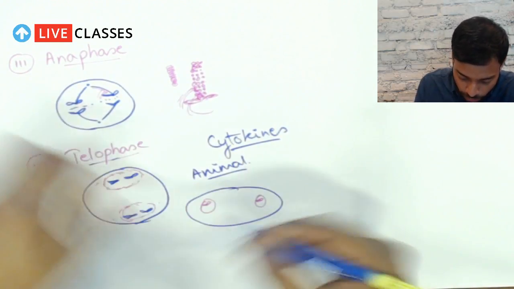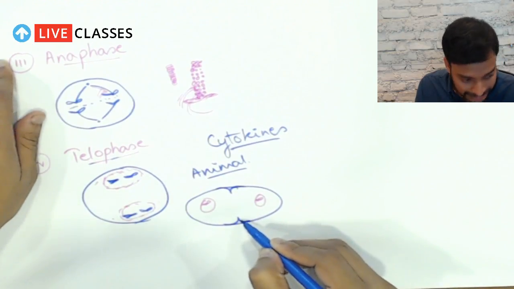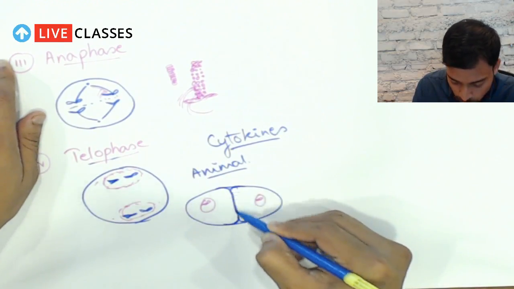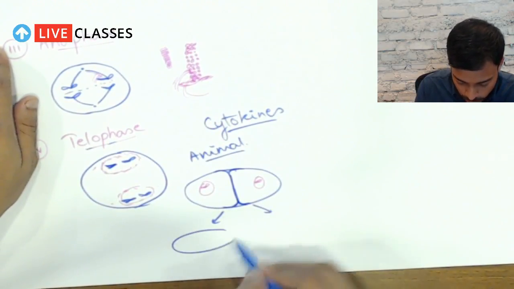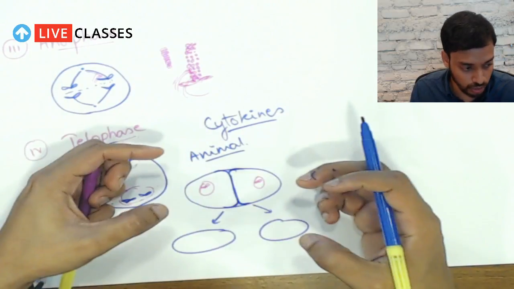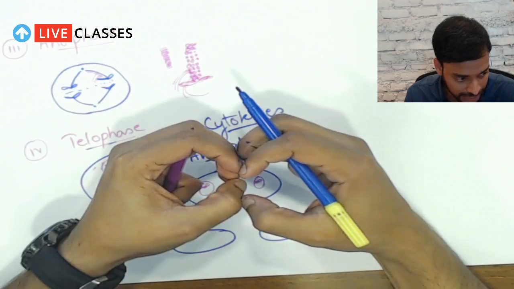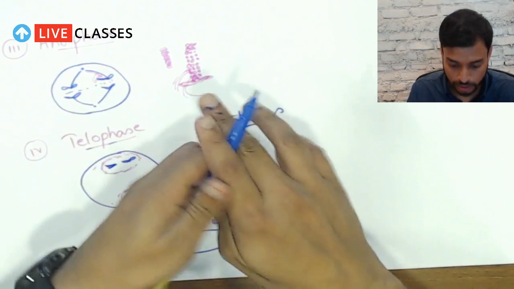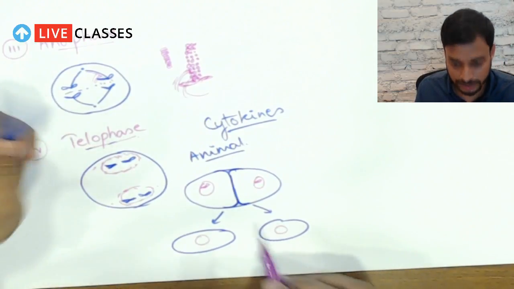Now what happens? There is a furrow formation, like this. Slowly and steadily this deepens and it joins. What will happen? It will now form two cells. It will just pinch out. It was like this, correct? Now it will slowly form this and will pinch out. Okay? So here we have the new cell, correct?